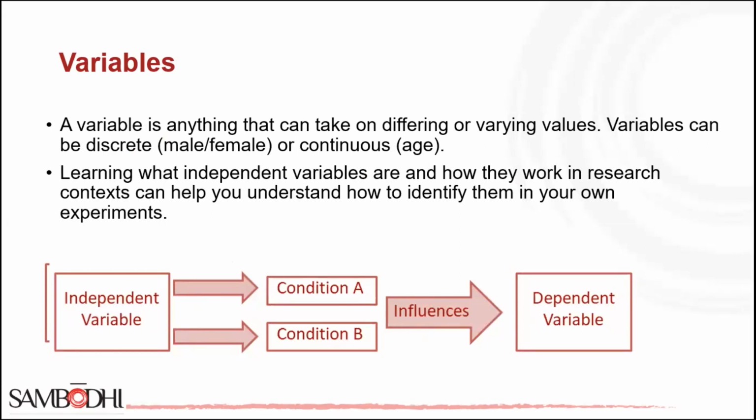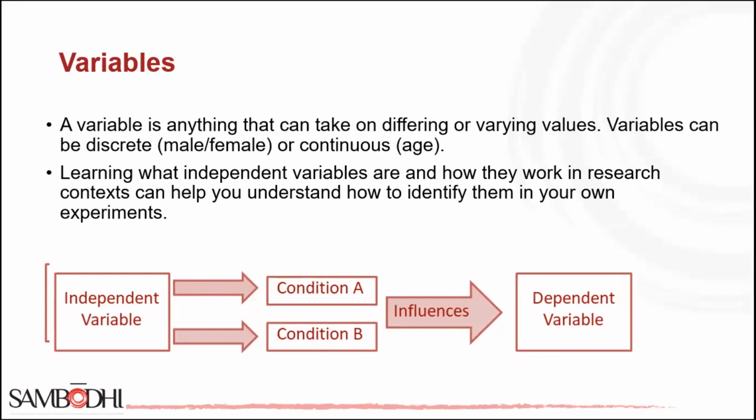What is an independent variable? In a research study, scientists define independent and dependent variables to understand cause and effect relationships. They design controlled experiment settings in which they measure how the independent variable influences the dependent variable. Learning what independent variables are and how they work in a research context can help you understand how to identify them in your own experiment.